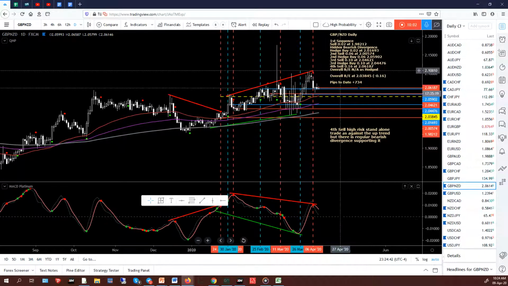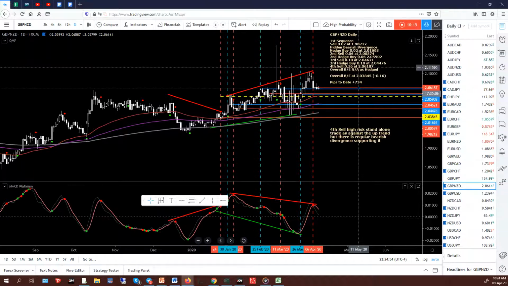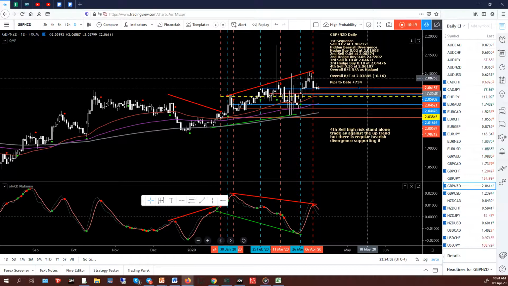All right, I get it. Took a full sell here. I just haven't changed this overall break even. NA is hedged. Ignore that. That's what my overall break even is. I was wondering what's going on there. So I'll get rid of that in a minute. So ignore that overall break even. NA is hedged. Look at that one there.